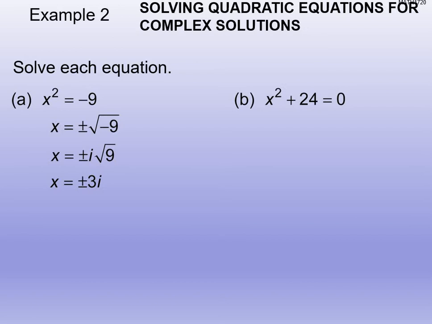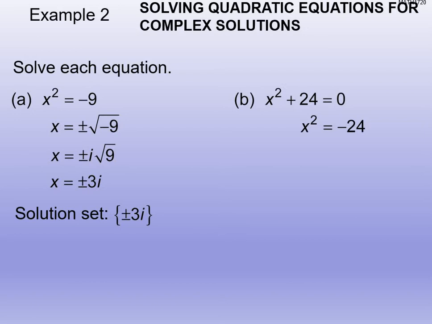Okay, let's look at the next one. We've got x squared plus 24 equals 0. So we're going to get the x's on one side, the constants on the other, so that we can square root both sides, so that the example in part B starts out looking like the example does in part A. So we're going to subtract 24 from both sides. So we're going to get x squared equals negative 24. When we do that, then we're going to square root both sides.